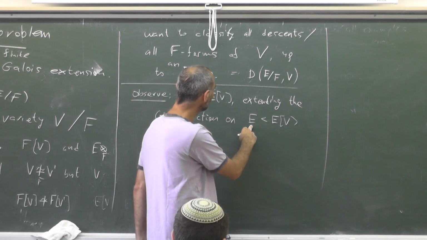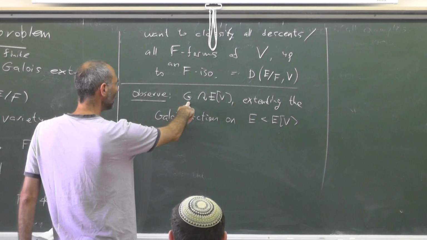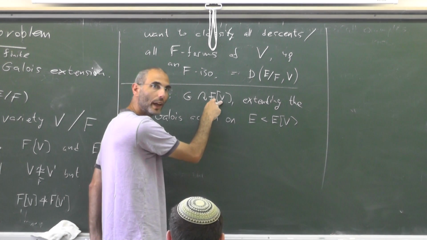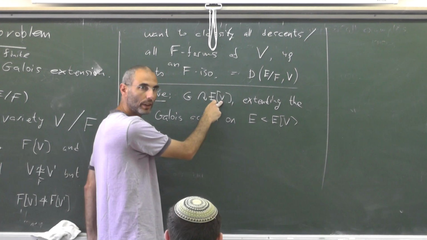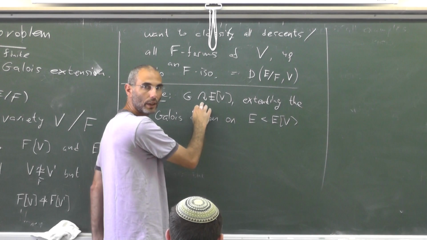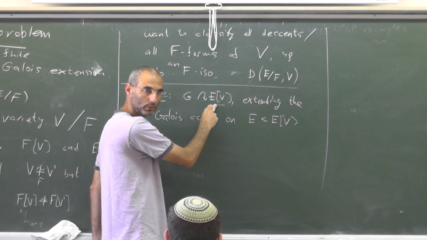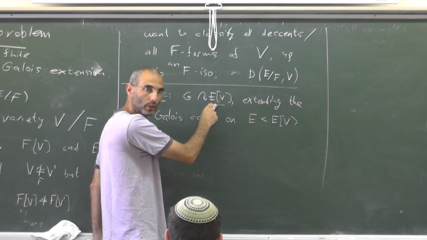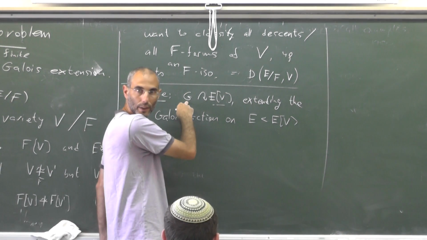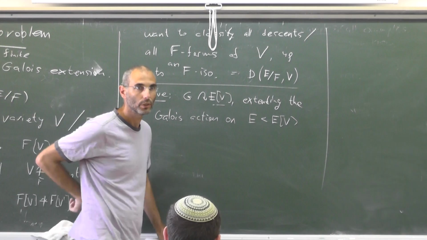And G acts on it because, since V to begin with was an F form, V is defined by some polynomials. So this gives me a natural action on this one. So this is not an abstract algebra. This is an algebra of E polynomials, and I can take the Galois automorphism of the field and act on the polynomials, on the coefficients of those, right?